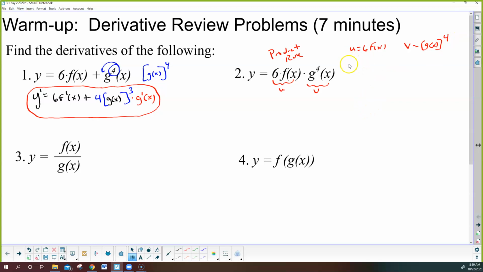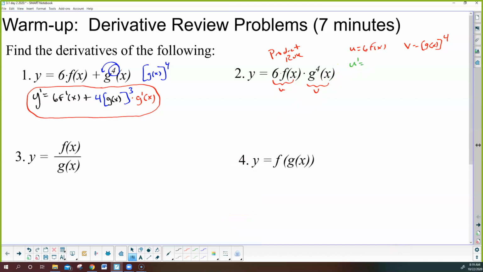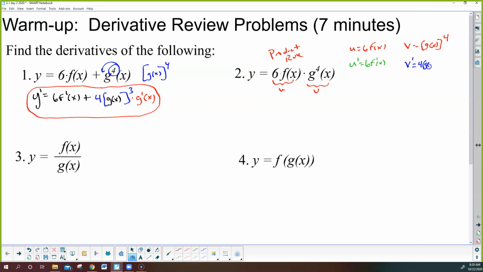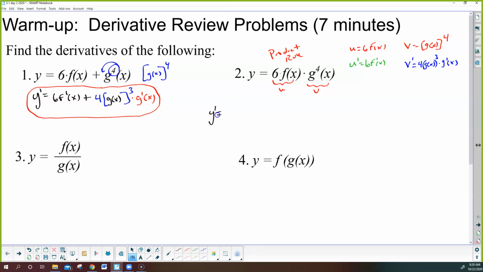And now we have to take the derivative of each piece. So I'll try to color coordinate this a little bit. We know the derivative of u because this was basically u here. And then the derivative of v is the same thing that we just did right here. It's the chain rule again. So I'm just going to rewrite that. And then we're timesing by the derivative of the inside. So this is not going to look very pretty, right? It's going to be a fairly long derivative.